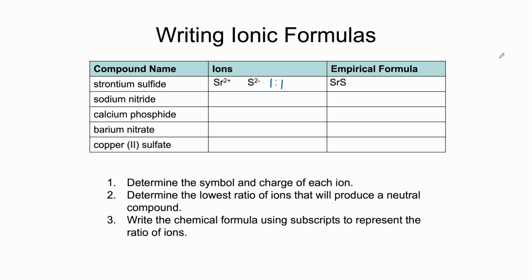Sodium nitride, on the other hand, sodium forms a +1 ion, nitride forms a -3. So we would need 3 of our sodium ions to balance out the charge on nitride. So this is going to be a 3-to-1 ratio. So it's that ratio that we represent in the formula. So our formula is Na3N because we needed 3 sodium ions to cancel out the charge on nitride.